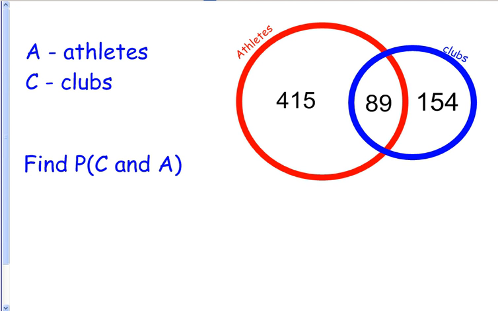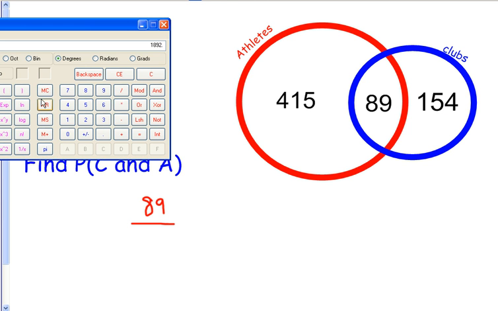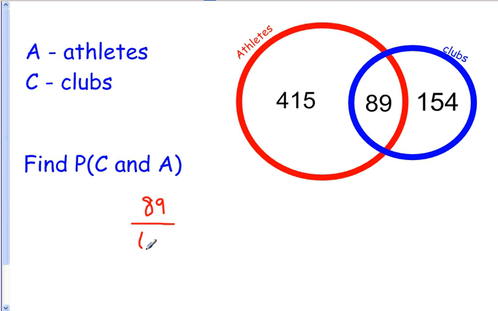Alright, so what about the probability of C and A? So what that means is that they're in clubs and athletics. So that would be 89 people are in both out of the total number of students. So the total number of students is 415 plus 89 plus 154. So let's add that up. 415 plus 89 plus 154. And that's the total number of students here at BHS in athletics and clubs, so 658. So the probability that you select a random person and they're in clubs and athletics would be 89 people that are in both out of a total number of 658 students.